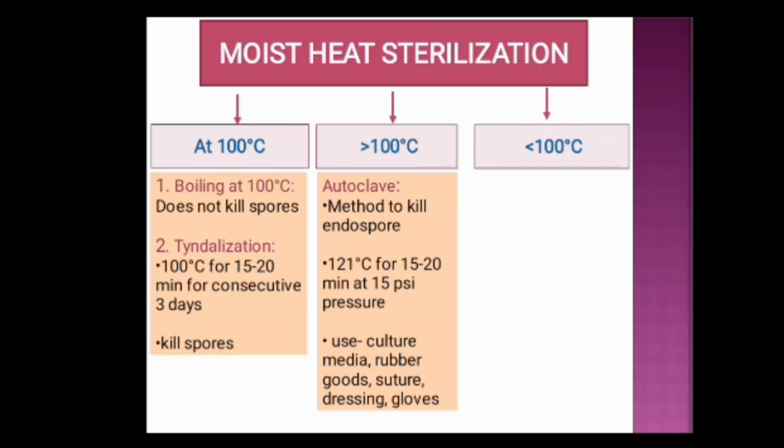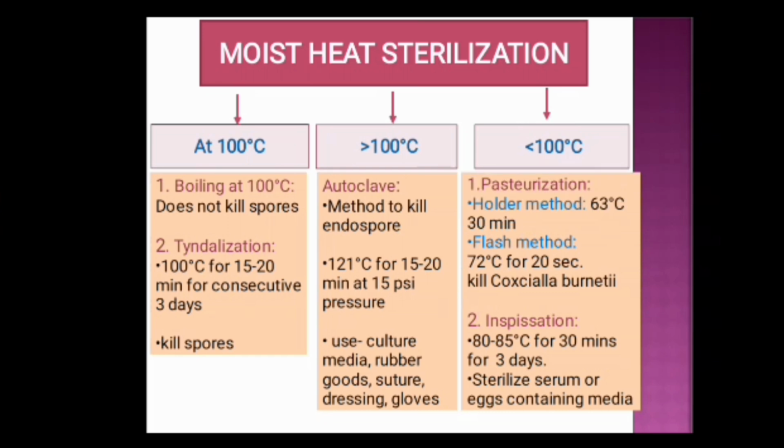Also, the rubber goods, gloves, dressing are sterilized by autoclave. Also, the suture materials are sterilized by autoclave, but not the catgut. The catgut are sterilized by something else. We will discuss it shortly. Next, below 100 degrees centigrade. Below 100 degrees centigrade is pasteurization and inspissation.